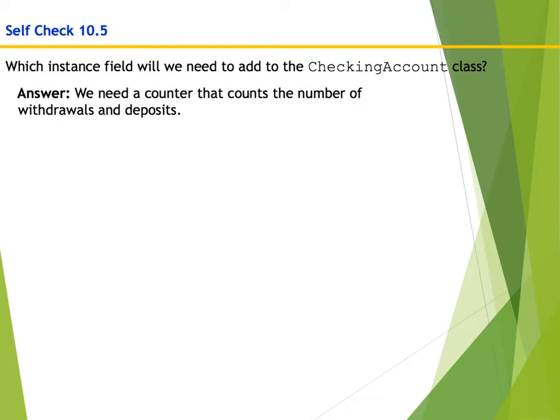For the checking account in the previous example, obviously we need a counter that counts the number of withdrawals and deposits so that we know how many or which transactions are free and which ones are not, and we deduct fees for the ones that are not free. So the counter that counts the number of withdrawals and deposits in the checking account is a new instance field that does not exist in the BankAccount, and it's not inherited from the superclass of CheckingAccount.